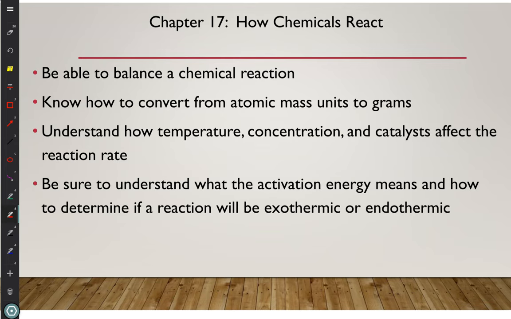Make sure you can balance chemical reactions. A chemical reaction shows reactants and products. Reactants is what you start with. Products is what you end up with. We're not transmuting, right? We don't have radioactivity going on here. So we should have the same number of each type of atom on the product side as we had on the reagents or the reactant side.